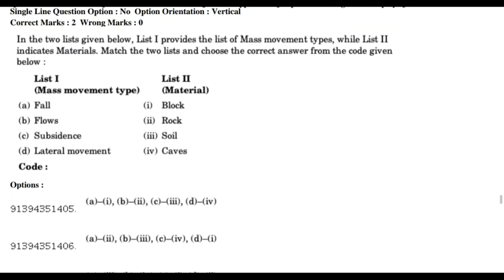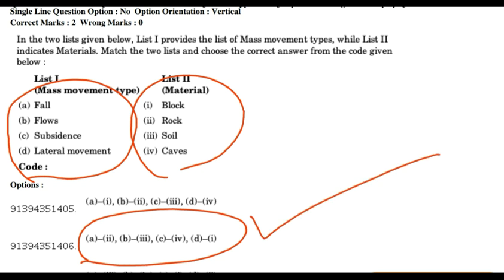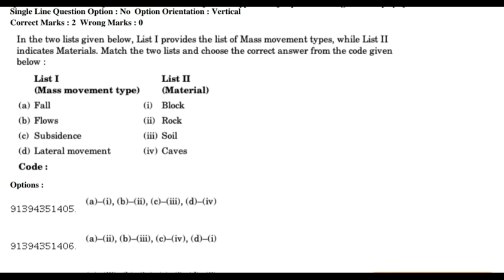Next, we have to match these two columns. So flow, subsidence, lateral movements, and this is the second column. So this is the right answer. A will be linked with second, B will be linked with third, C will be linked with fourth, and D lateral movement will be linked with block.